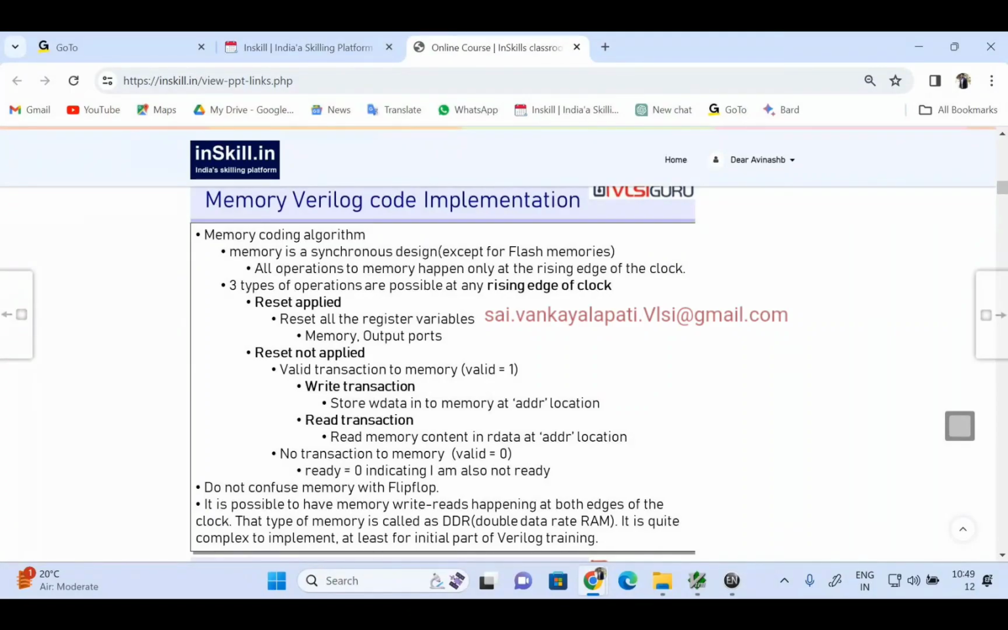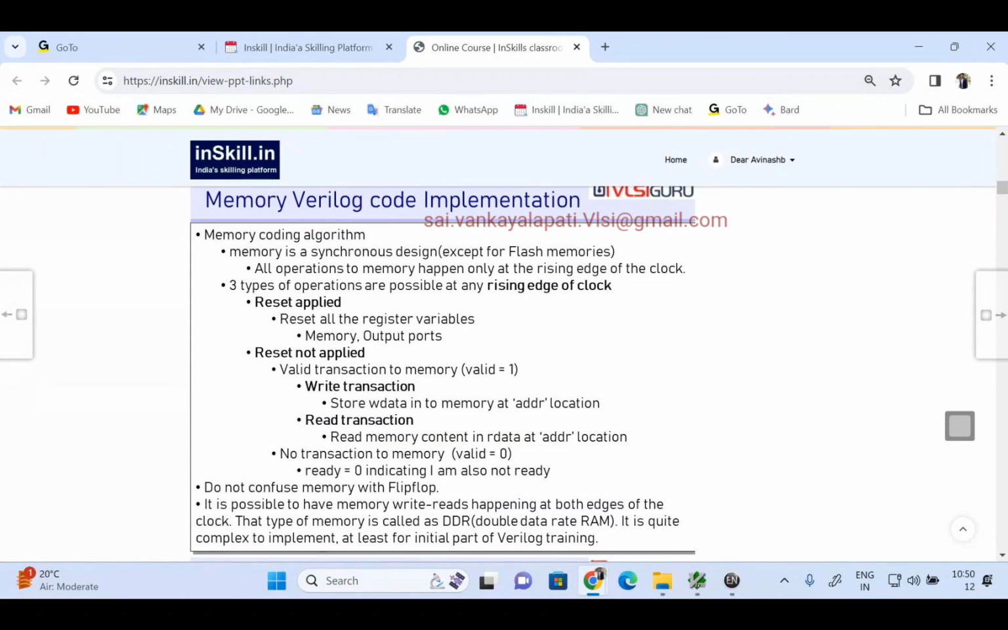Do you understand? This memory is not similar to the flip-flop you discussed earlier. A flip-flop is used to store only 1 bit, so do not confuse this memory with a flip-flop. It is possible for memory read and write to happen at both edges of the clock. Now we are using only the rising edge, where we write or read the data. It is possible to write data on one edge and read on the other. One clock means the rising edge and also the falling edge. During one complete clock period I have a rise edge and also a fall edge.